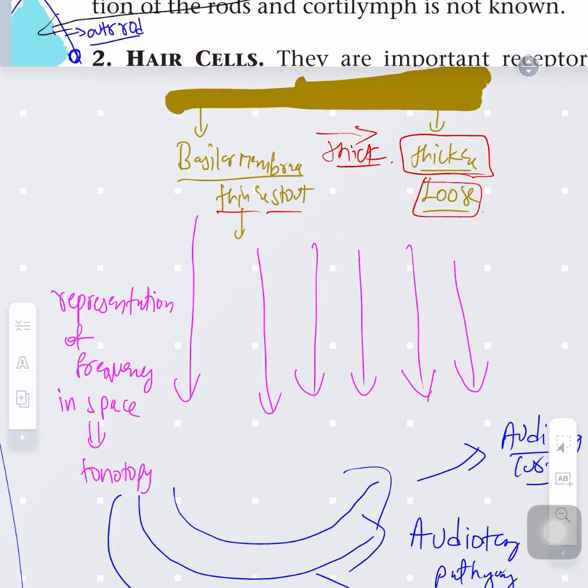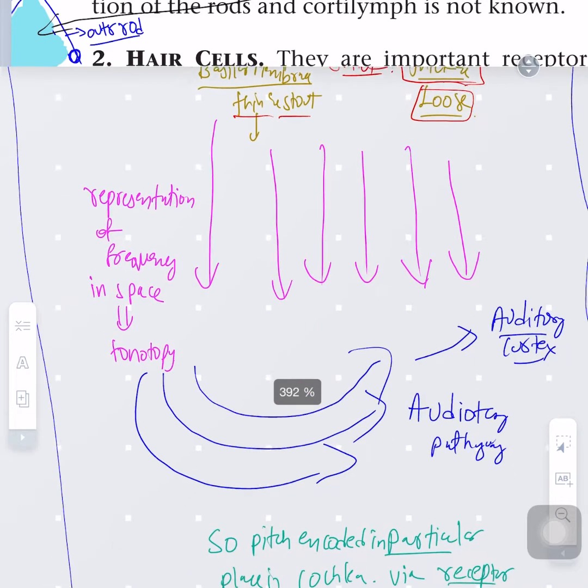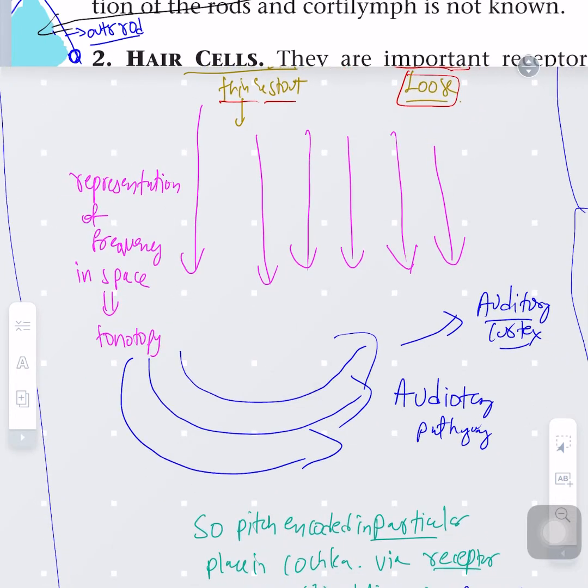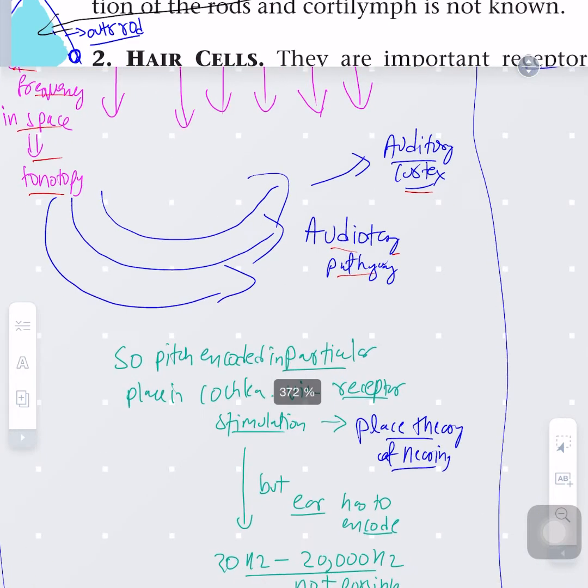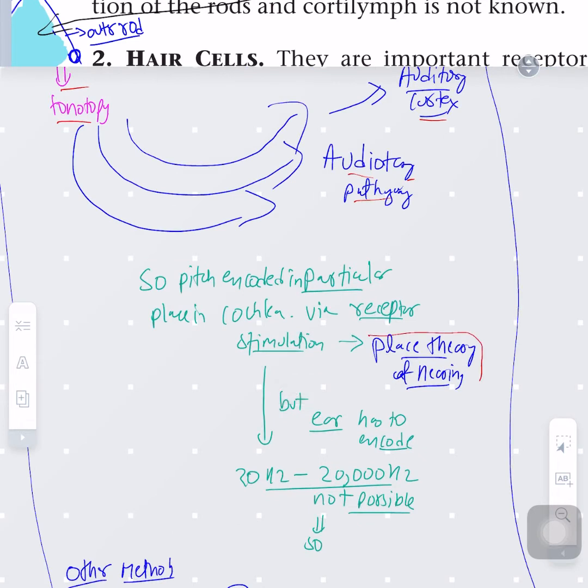Having said this, whenever a sound wave passes by, there is vibration and stimulation of receptors. This will go through the auditory pathway and to the auditory cortex. Now, what does the place theory of hearing say? We are talking about theories of hearing. Any pitch, determined by frequency, encoded in a particular place in the cochlea via receptor stimulation is called the place theory of hearing.